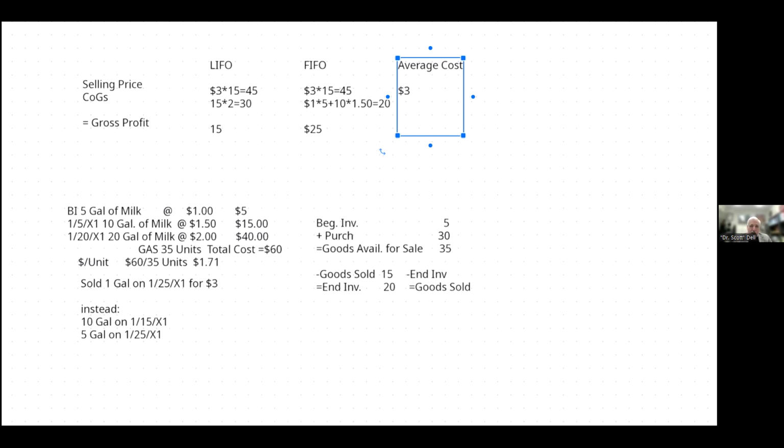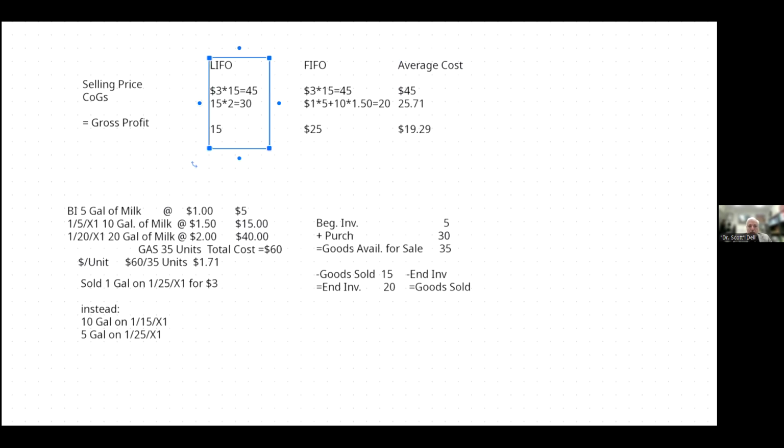You're welcome to use a calculator. I have no qualms. But that's logical. Average cost is going to be smack dab in the middle, somewhere between the 15 and 25. We know that. Now, if we know what our cost of goods sold is, we know it's $30 here.